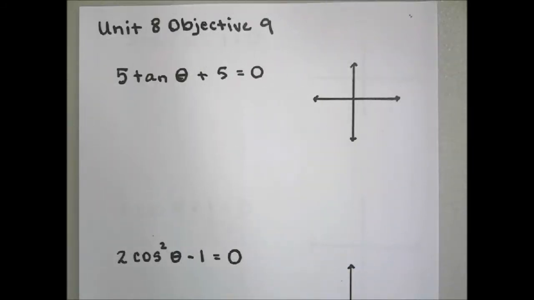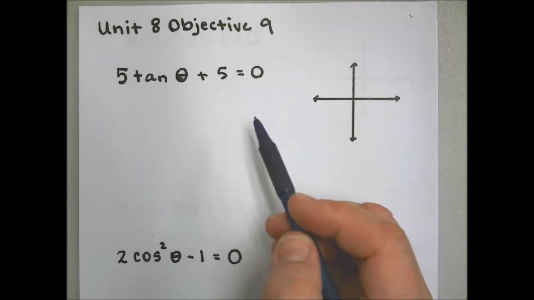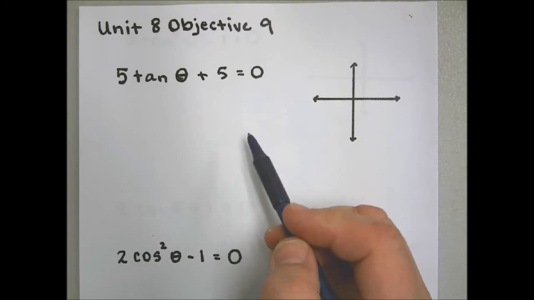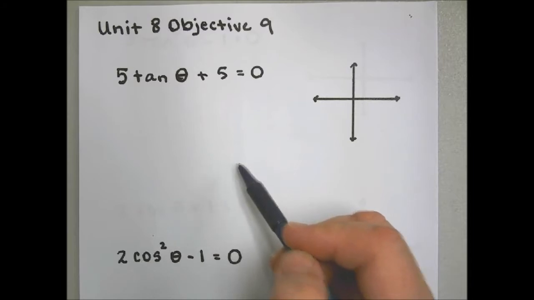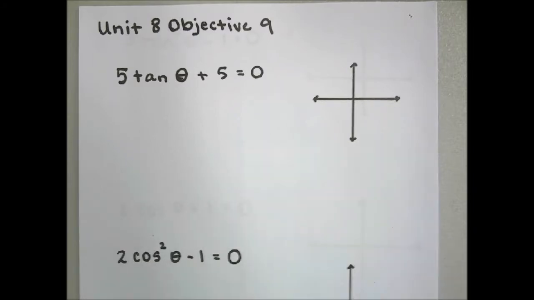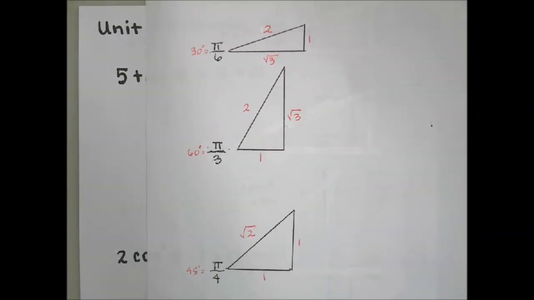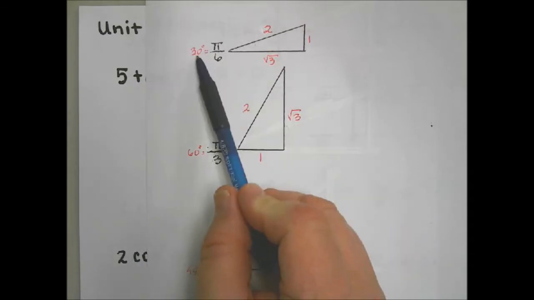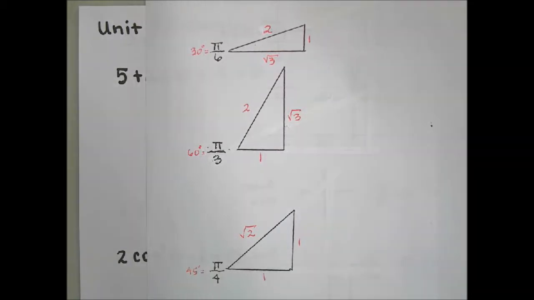So here we are at the last objective of Unit 8. And if you really think about it, this actually is almost the same thing as Objective 4. You're solving for trig equations, only this time we're solving in units of radians instead of degrees. But that's really the only thing that's different. So you're going to want to have your triangles nearby. And notice I have them in both the degree and the radian equivalency, but we're going to be using the radians in Objective 9. So let's start.